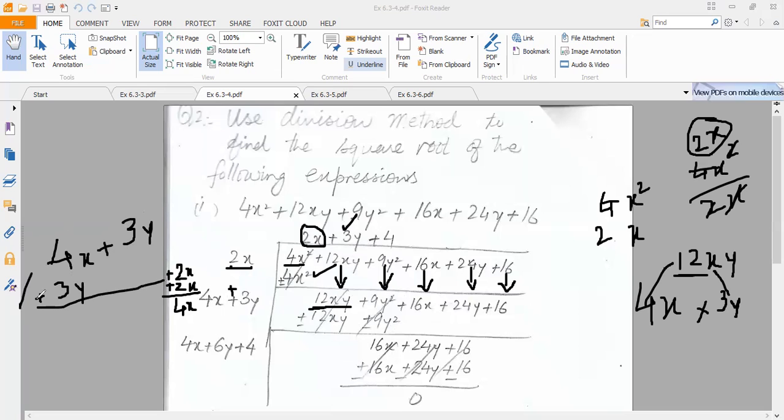Now it will be 12. The multiplication process is there: 12xy plus 9y square.